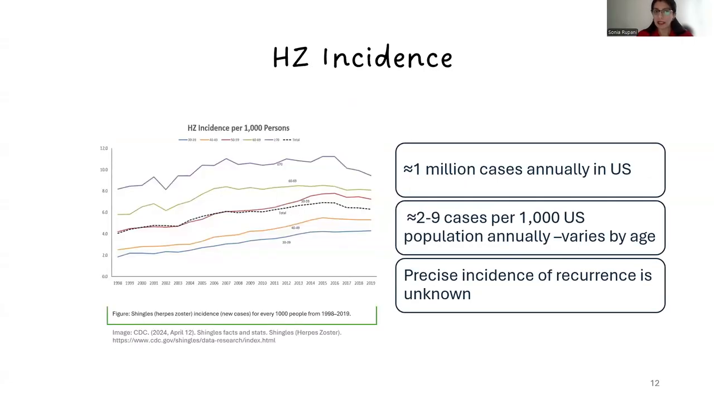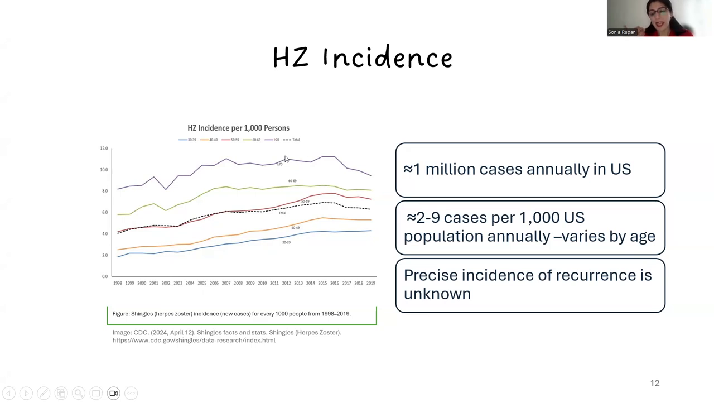So if we look at herpes zoster incidence, there are about 1 million cases annually in the United States, which is about 2 to 9 cases per 1,000 individuals, and that varies with age because we know, again, if you look over here on this chart, this is the 30-39 age group, 40-49, but then you look at the 50-59, boom, it went up. Then it goes up even more and even more as we age.